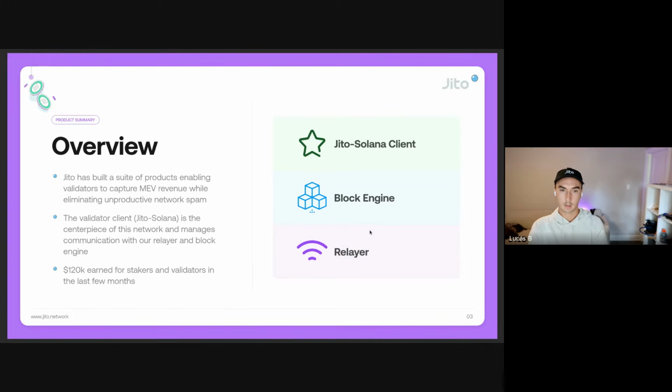The main piece is Jito-Solana. It's a fork of the Solana Labs client, and it manages some communications with the relayer and block engine, and also has some special code in it to process bundles. Bundles are basically a unit of work for a high frequency trader. Essentially, it's a list of transactions that execute sequentially and atomically. I'll dive into why someone would use a bundle in a bit. And today, currently around $120,000 earned for stakers and validators in the last few months.